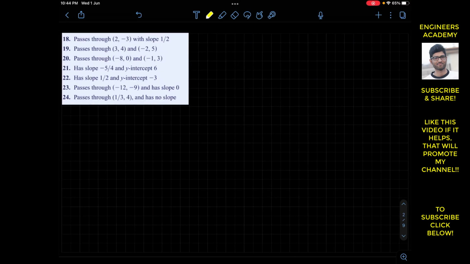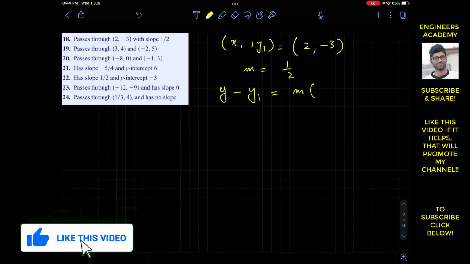Now the next problem is problem 18, which says: find the equation of a line which passes through the point (2, -3) and has slope 1 divided by 2. So again x1 and y1, the given point is (2, -3), and the slope is 1 divided by 2. Again a point and slope are given, so we can use the point slope equation. Now y minus y1 equals m times (x minus x1).